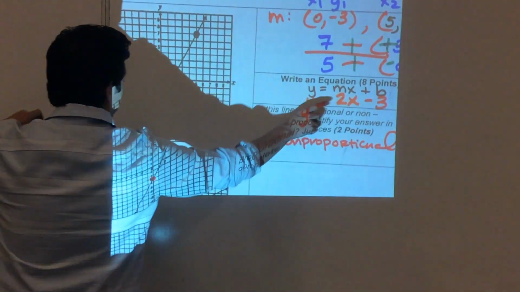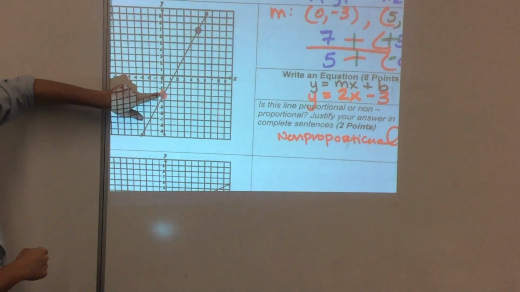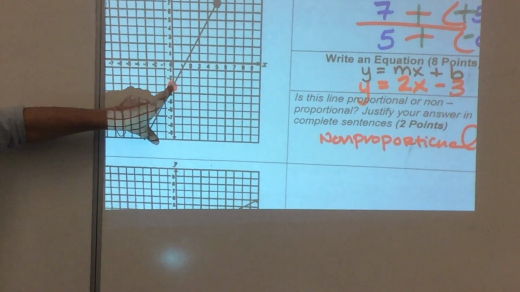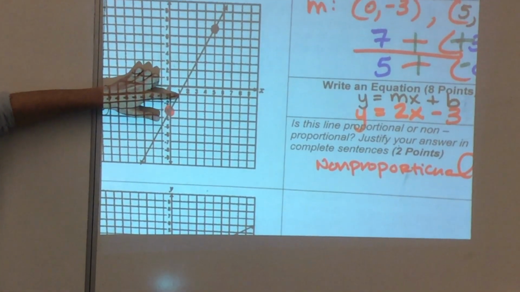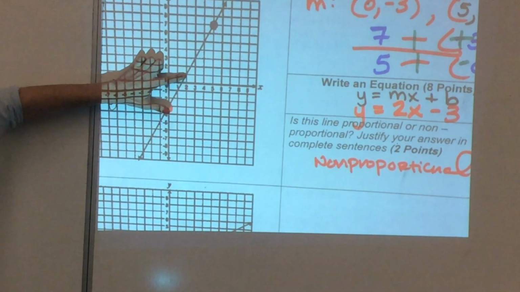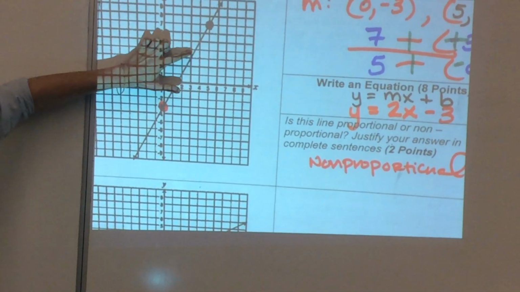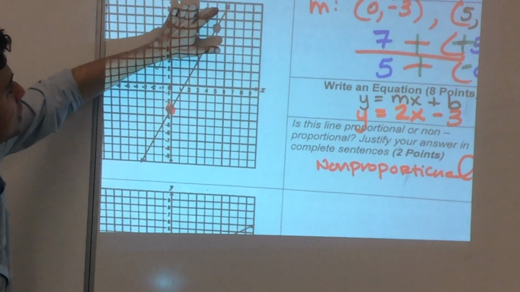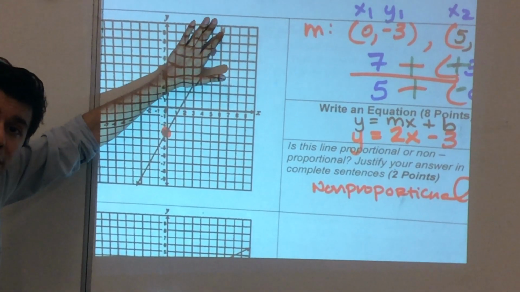That's your y-intercept, right? B for beginning, -3. Your slope is 2 over 1, right? So 2 up, 1 to the right. Did you hit the line? Yes. Do it again. 2 up, 1 to the right. You see that every time you hit the line? That means you did it right.